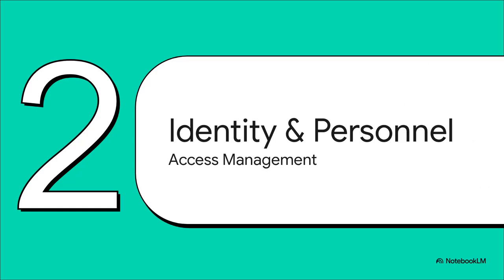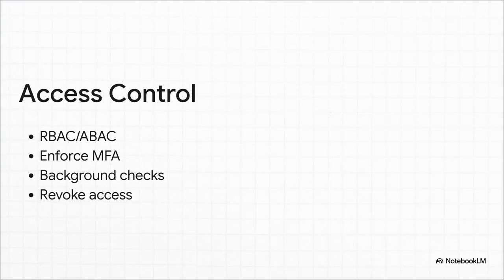Moving to Section 2, identity, access, and personnel. This is where we rigorously evaluate exactly who has access to your systems and how that access is actively governed. The framework really demands that we ask the hard, specific identity questions. Are role-based and attribute-based access controls actually implemented? It pushes further to ensure multi-factor authentication is strictly enforced, especially for privileged and remote access.